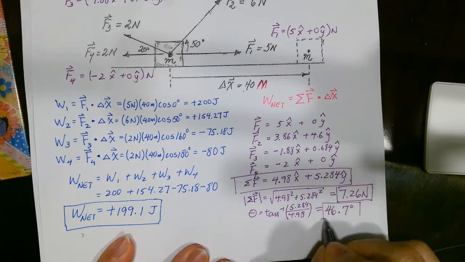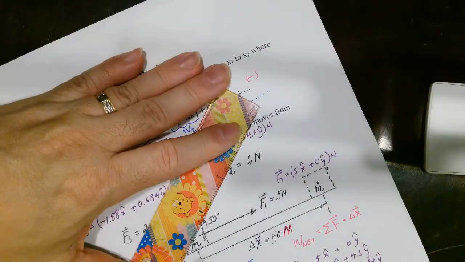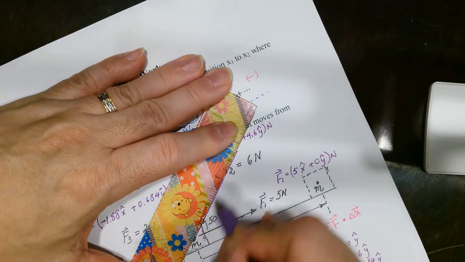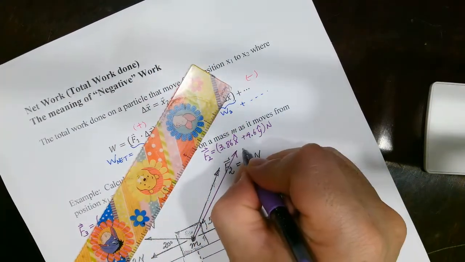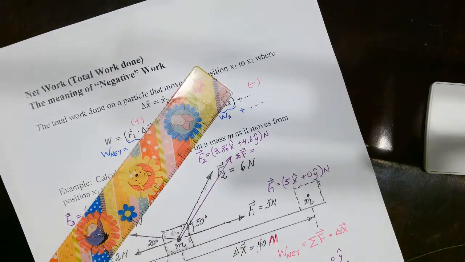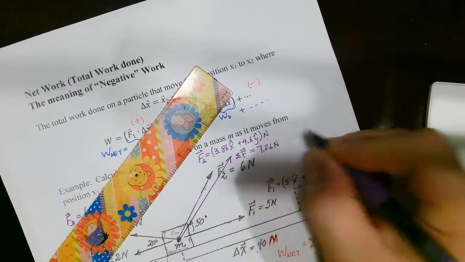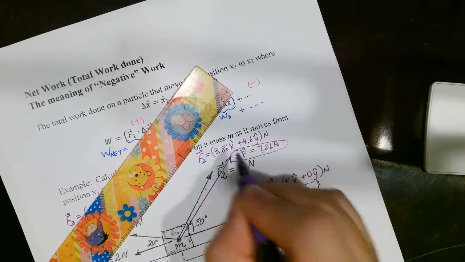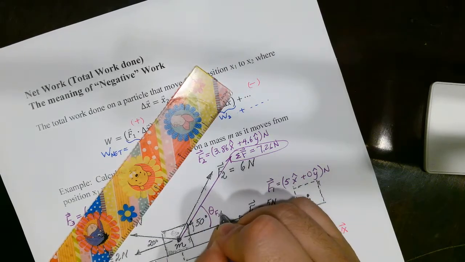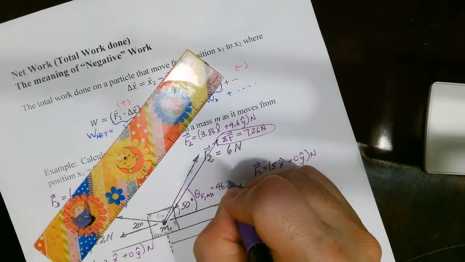So your net force is actually this. This is your F net, and that is equal to 7.26 newtons. And the angle theta between F and delta x happens to be 46.7 degrees.